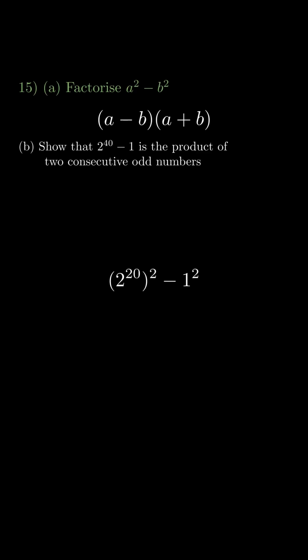Now our problem looks a lot like the difference of two squares that we know how to factorize. So factorizing, we end up with 2 to the power of 20 minus 1 times 2 to the power of 20 plus 1. So 2 to the power of 20 will always be an even number, and when you add 1 or take away 1 to an even number, you always get an odd number. Since the difference between these two odd numbers is 2, they are consecutive.